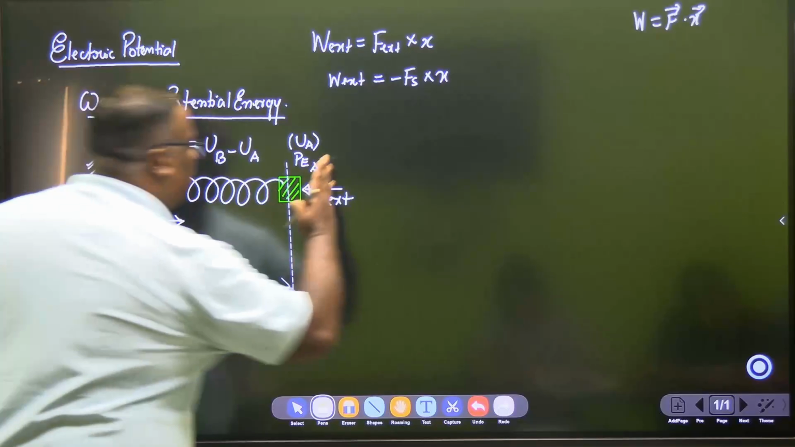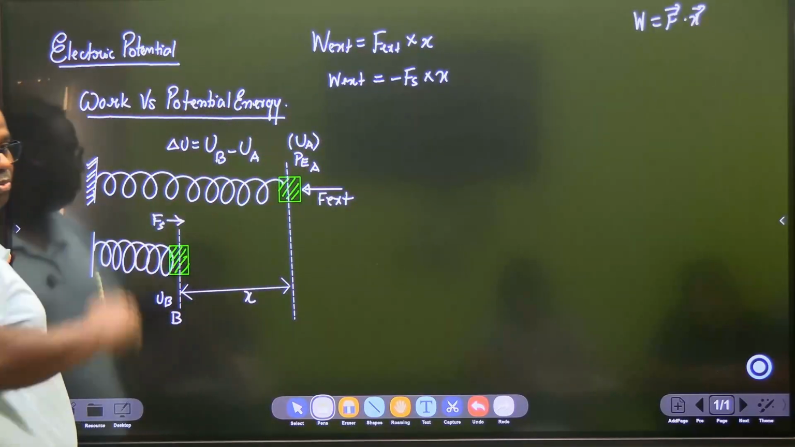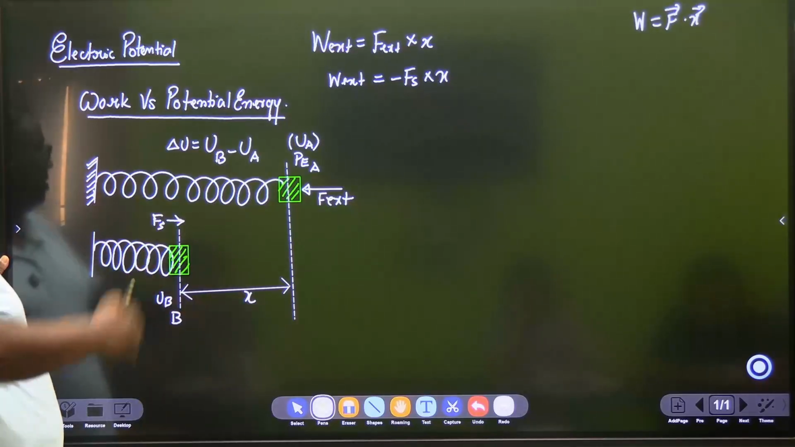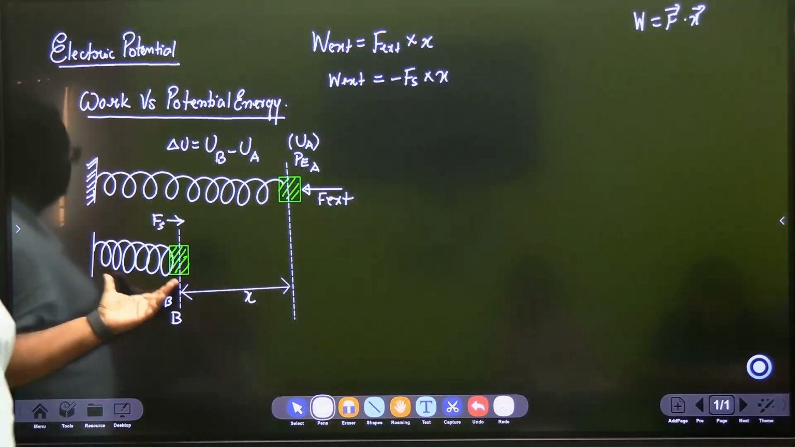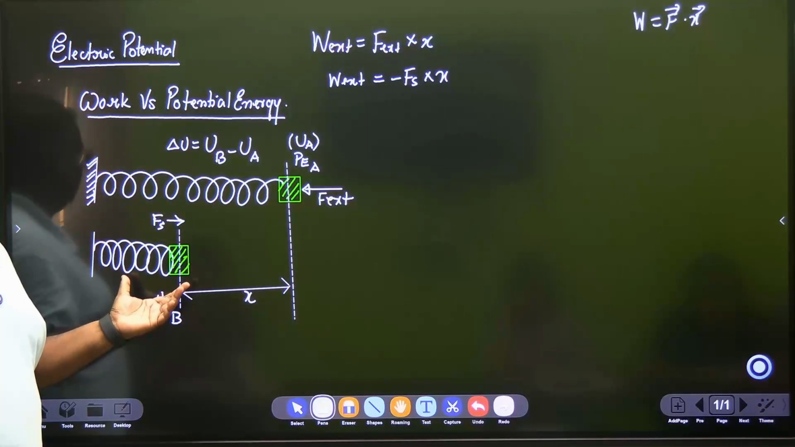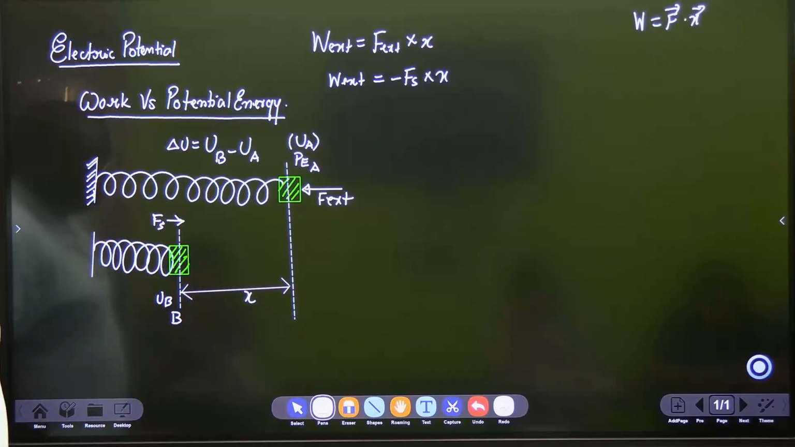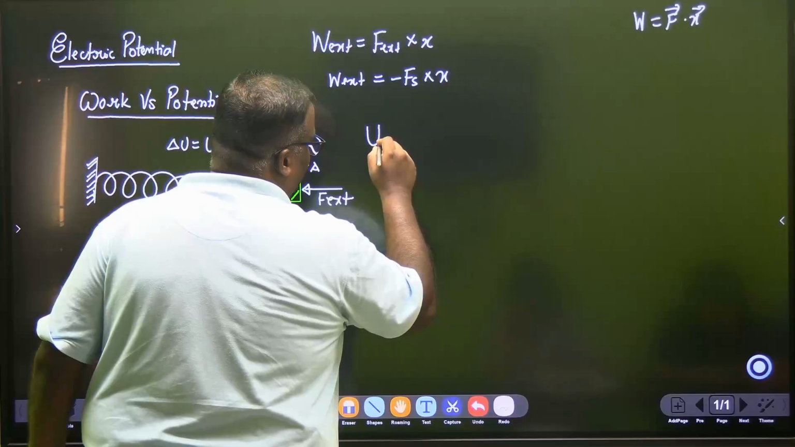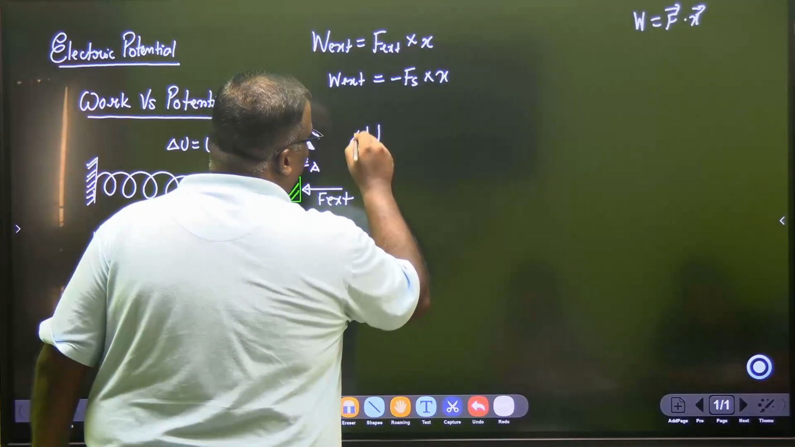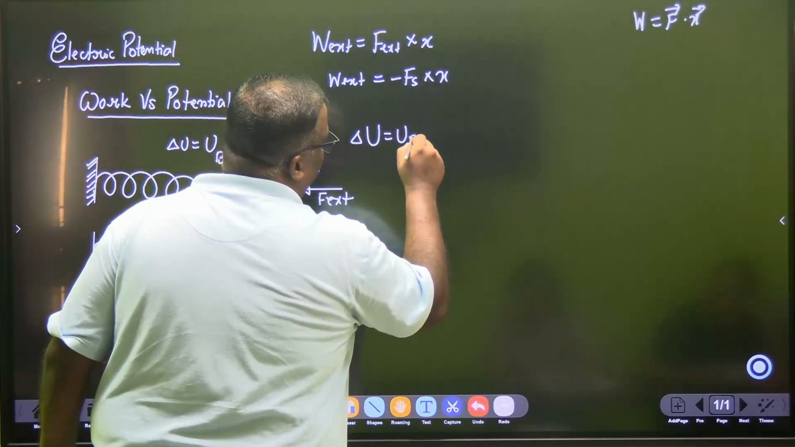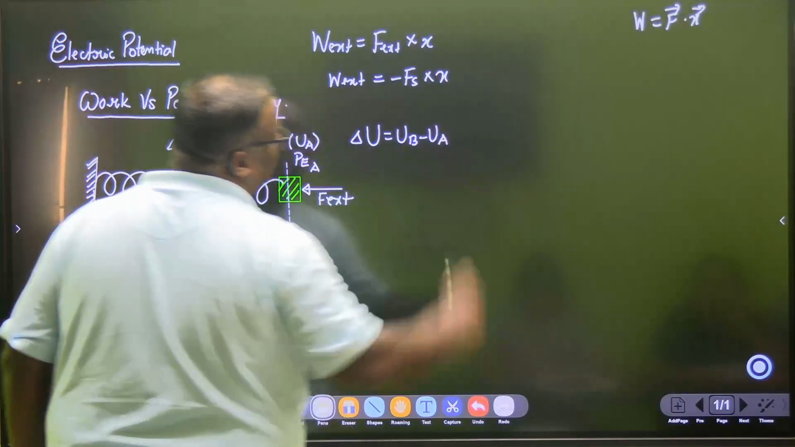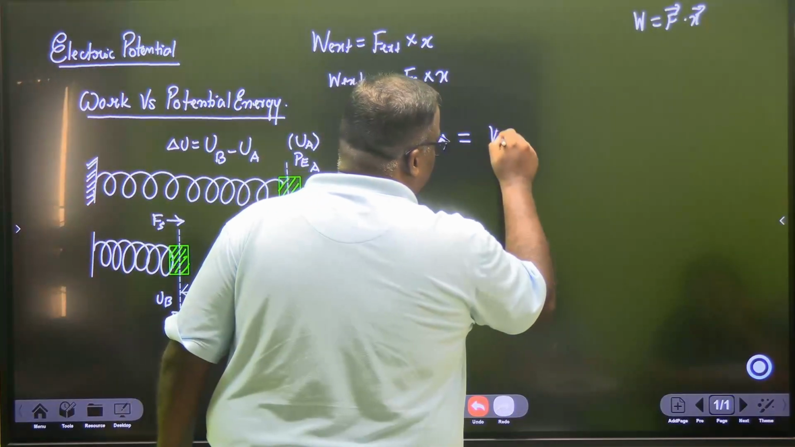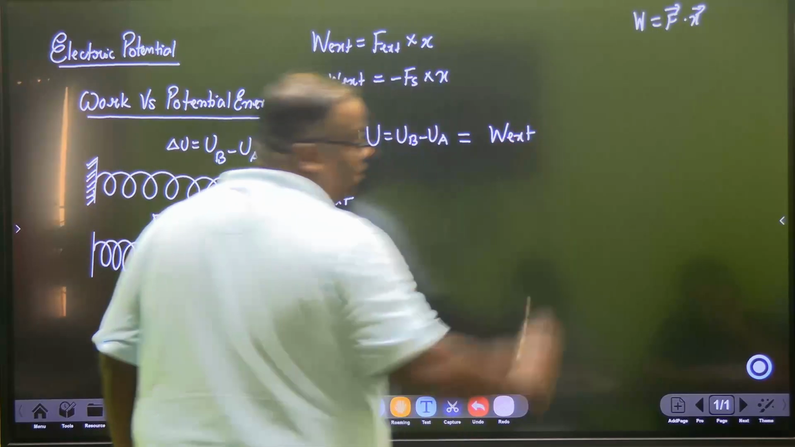Once you compress it from here to here, you have built up what? Your work. What is the unit of work? Joule. The entire work has been built up into potential energy. The system is now energized, and you release it. Once you release it, the potential energy, which is the difference of potential energy, the delta U, equal to UB minus UA, is the potential energy built up. This potential energy was nothing but the external work that was done on this system.